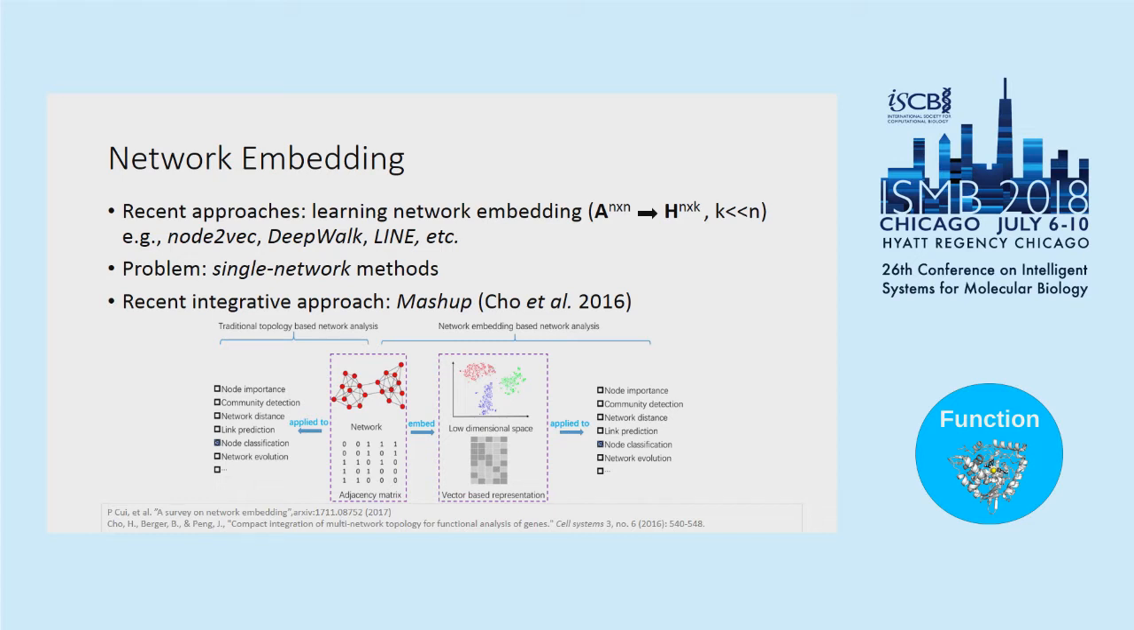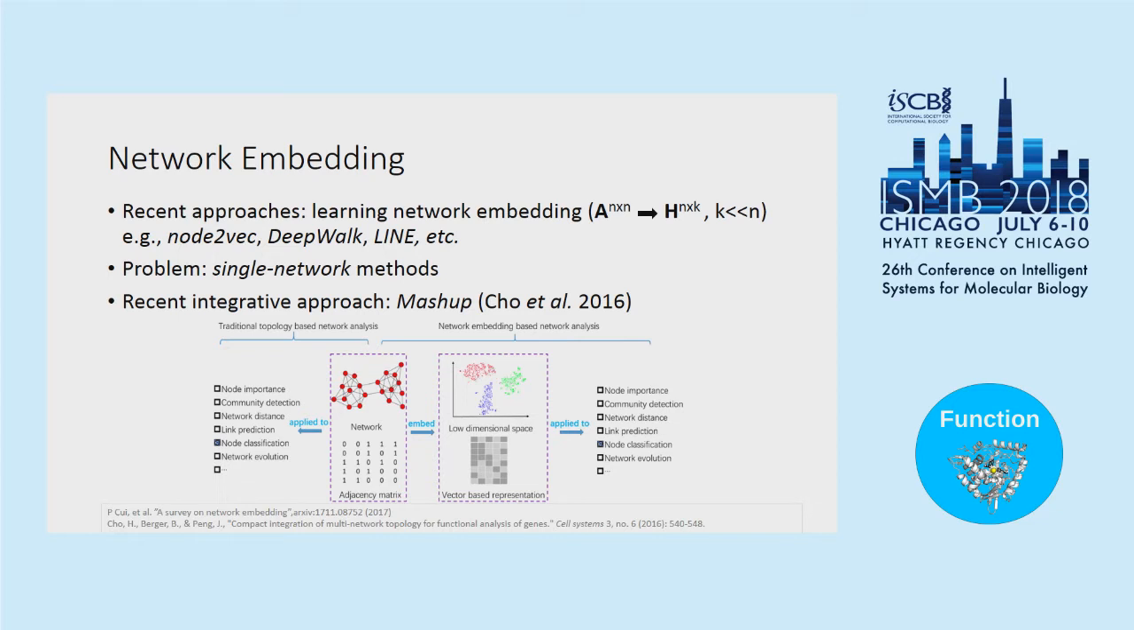And the goal is that these features can preserve the topological structure of the nodes in the network, meaning that proteins that are localized in the same part of the network or that are very similar are also localized in the same part of this low-dimensional feature space. And there is a bunch of these methods that are already proposed, such as node2vec, DeepWalk, LINE, etc. The only problem with this is that these methods are all single network methods, and they cannot be applied to the situation where we want to integrate networks.